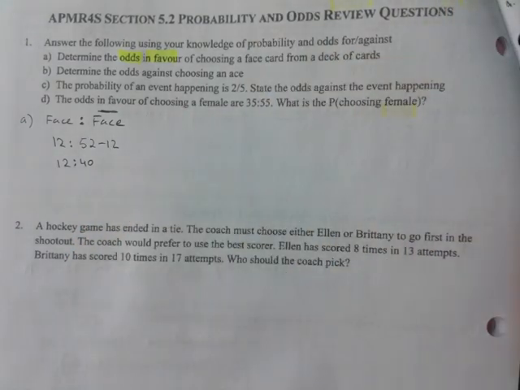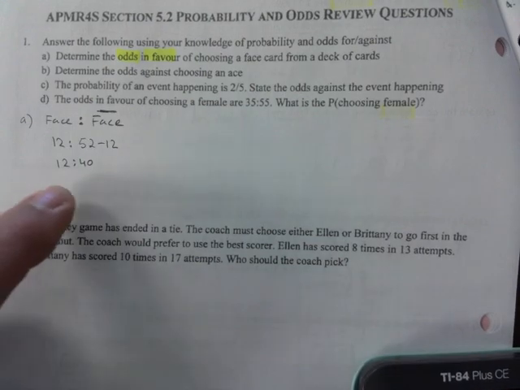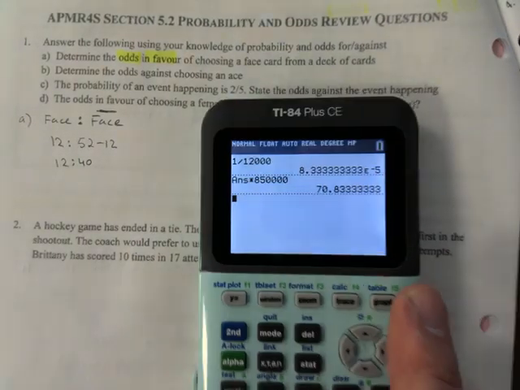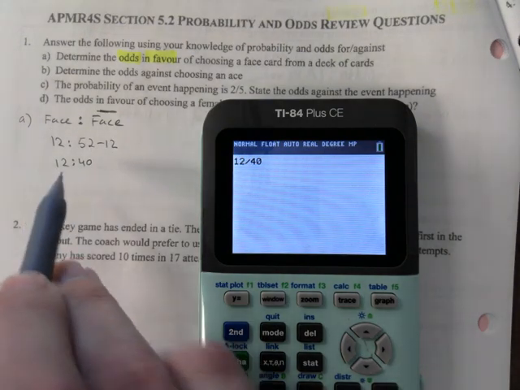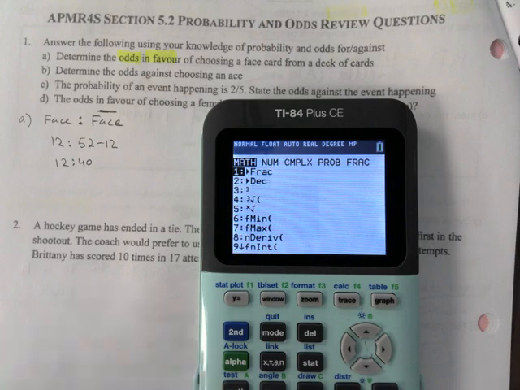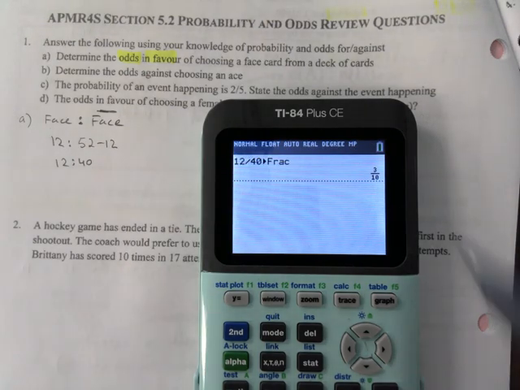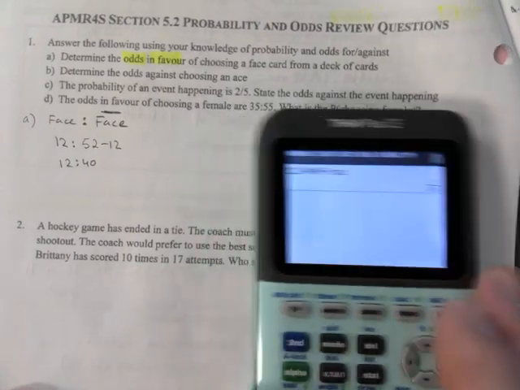It didn't show you how to reduce odds. This is pretty easy to just do probably by hand, but treat it like a fraction, guys. Watch, you go 12 divided by 40, right? And then you go math, fraction, and so you know it's 3 to 10, okay?